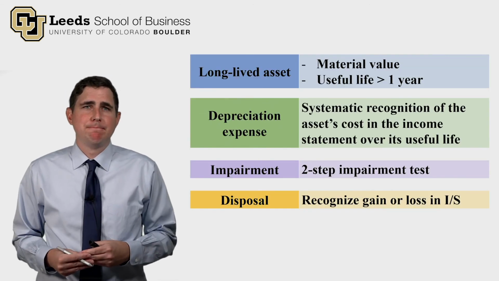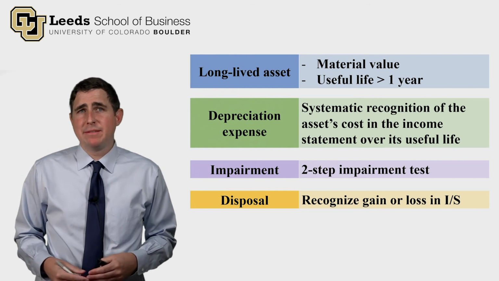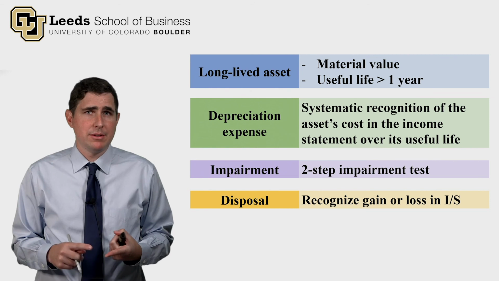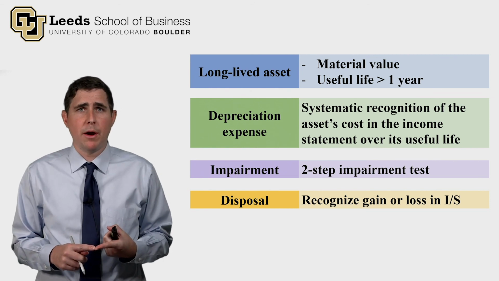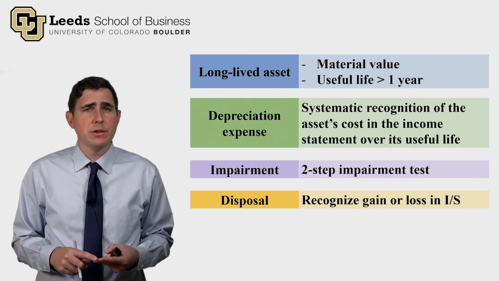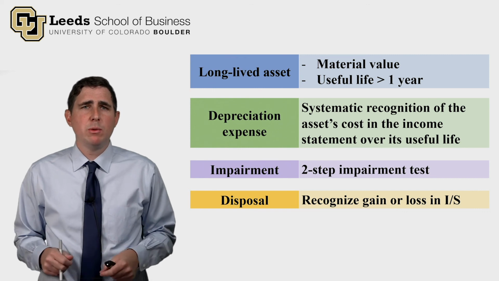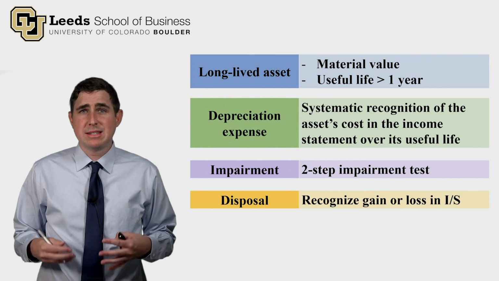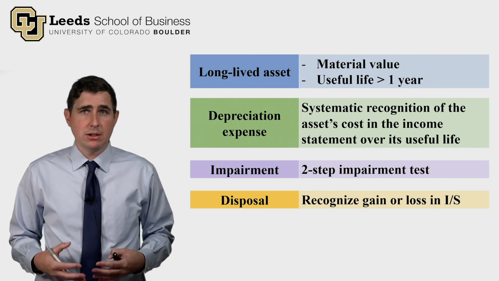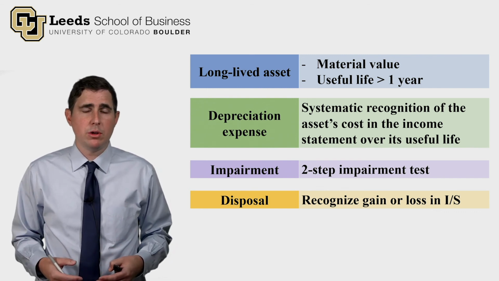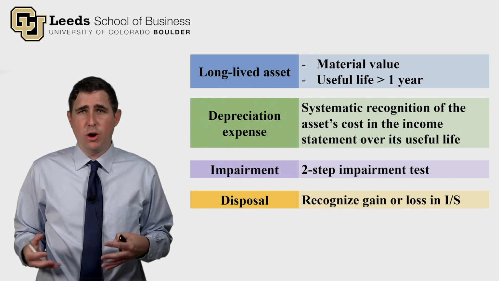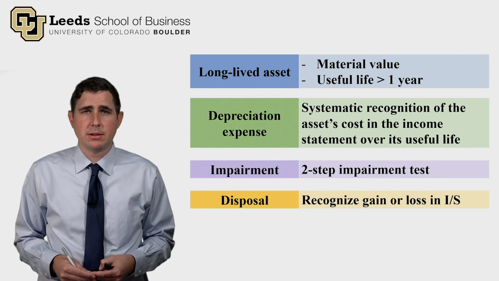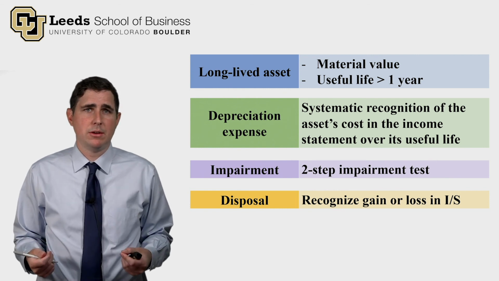So to recap, in this video, we learned about long-lived assets. We learned that they must have material value for us to capitalize them instead of just expensing them in the year that we acquire them. We learned that their useful life is greater than a year. Then we learned about depreciation expense. Depreciation expense is really just the systematic recognition of the asset's cost in the income statement over the useful life. What did it cost you to own that treadmill desk? Well, it costs us $100 a year to own the treadmill desk. That's what depreciation expense is meant to do.